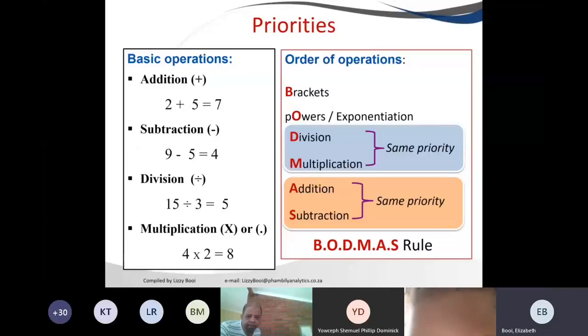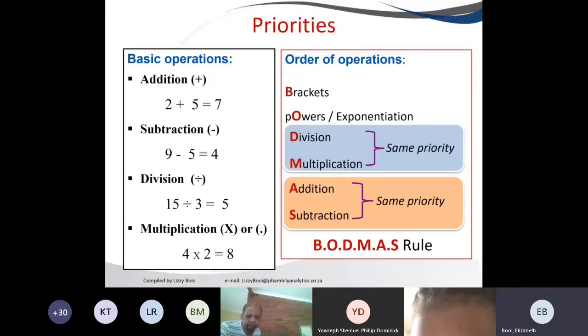Therefore, it means brackets come before everything else. If you have an equation that has brackets, you first solve the brackets, what is inside the brackets first. If you have powers, you first have to resolve the powers before you can do anything else.